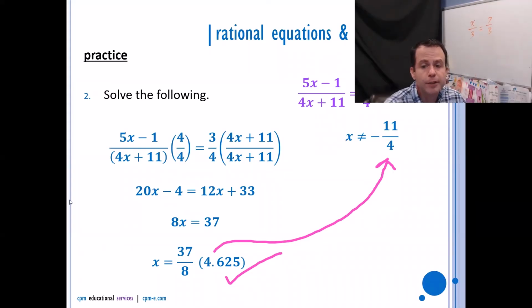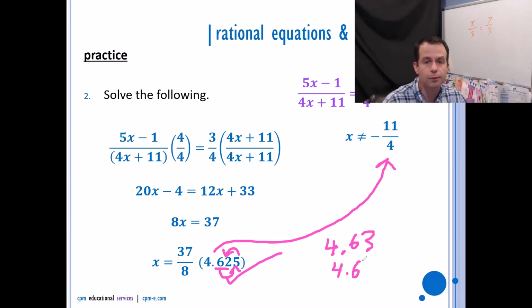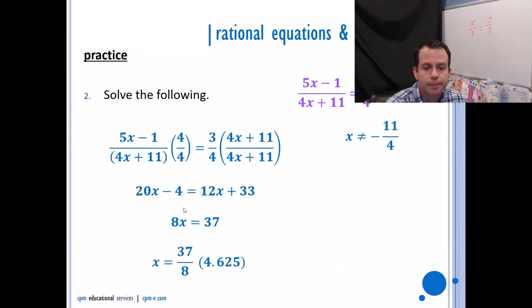If this was being rounded to the nearest, let's say 100th, that's 625. So the 5 would bump the 2 up to a 3. So that'd be 4.63. If this was rounded to the nearest 10th, I'm stopping at the 6, so I just look at the next number, which is a 2, so it would keep it at 4.6. It wouldn't round it up to 4.7. Okay? All right, good.